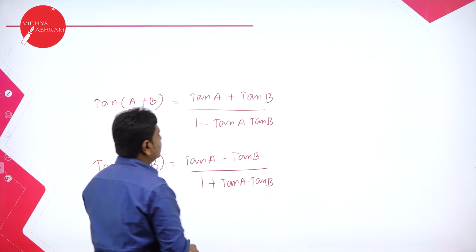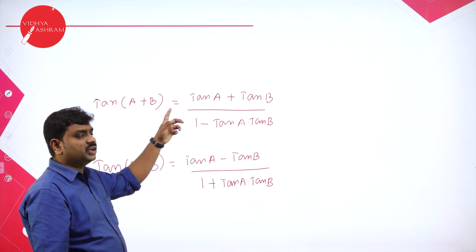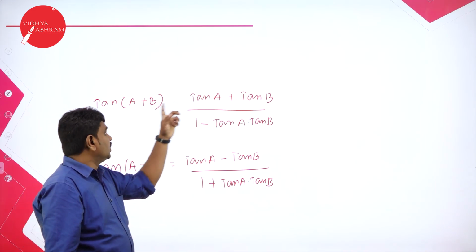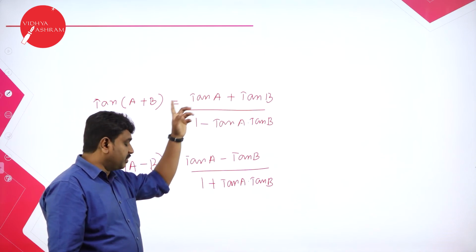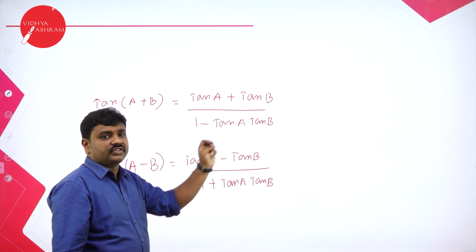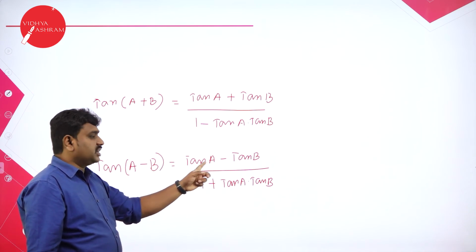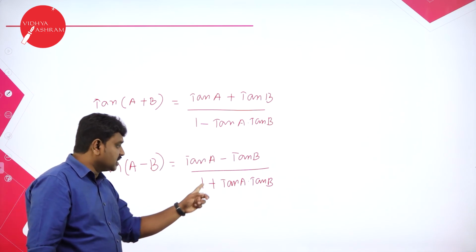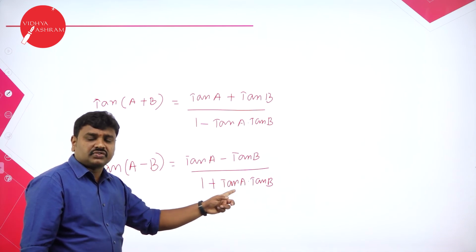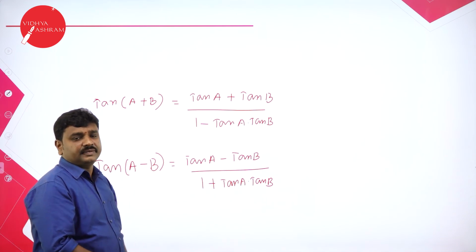So you should be thorough with the tan compound angles. What is tan of a plus b? Tan a plus tan b. If it is plus here, the numerator is plus, divided by 1 minus the product of tan a into tan b. If it is tan of a minus b, the numerator will become minus, tan a minus tan b, divided by 1 plus tan a into tan b. Use this formula, simplify and get the answer.